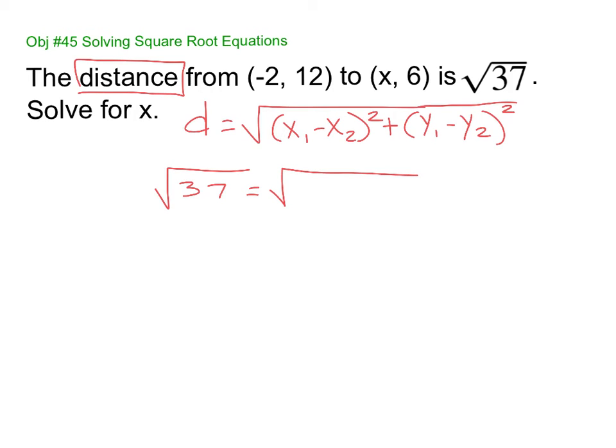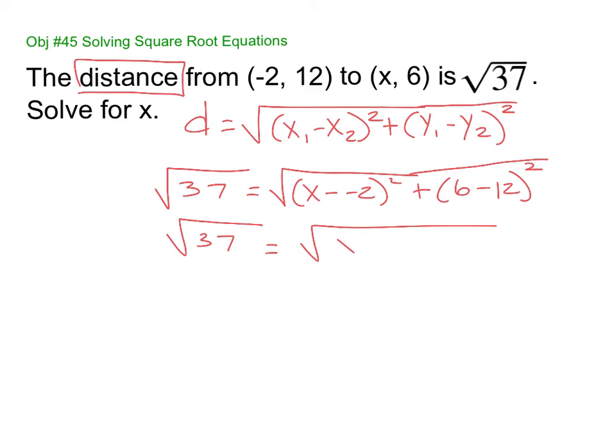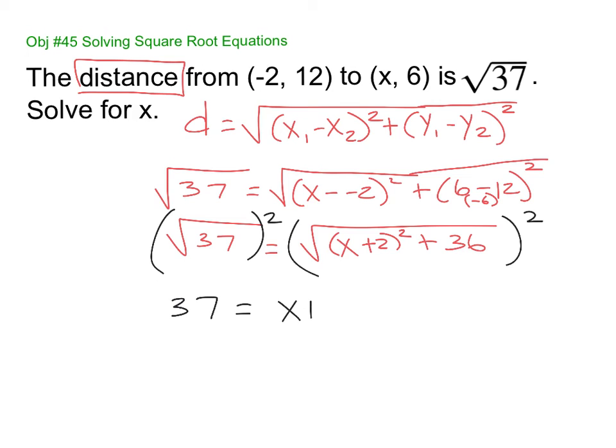You can label these however you want. I'm going to do x minus -2 squared plus 6 minus 12 squared. So root 37 equals the square root of x plus 2 squared plus, that's -6 squared, 36. Now this looks scary, but notice that our square roots are by themselves. So when we square both sides, we just get 37 equals x plus 2 squared plus 36.